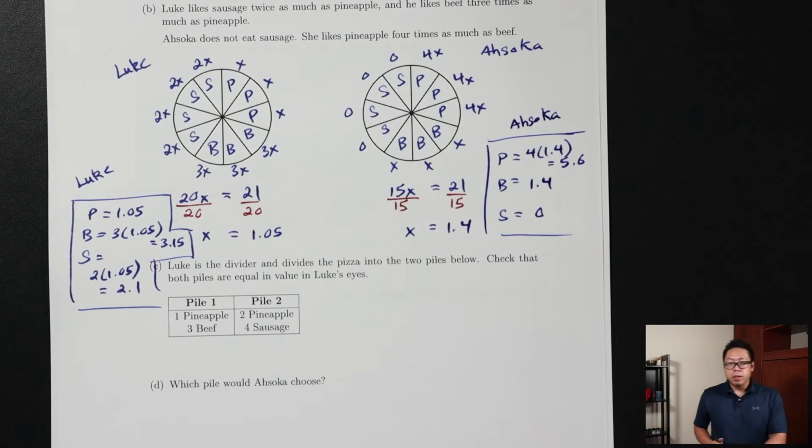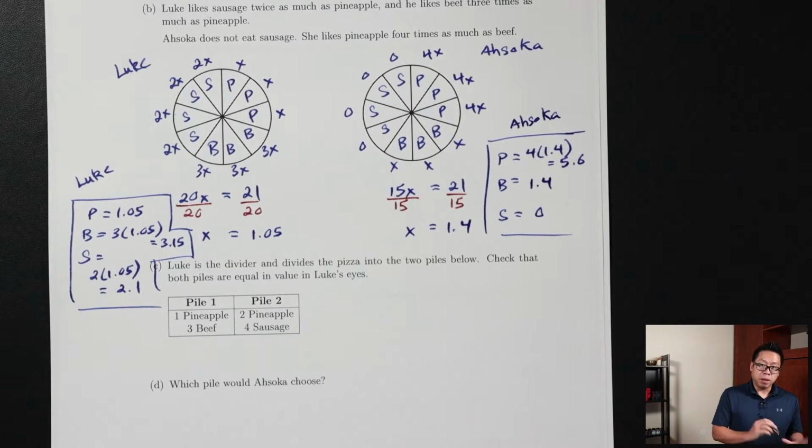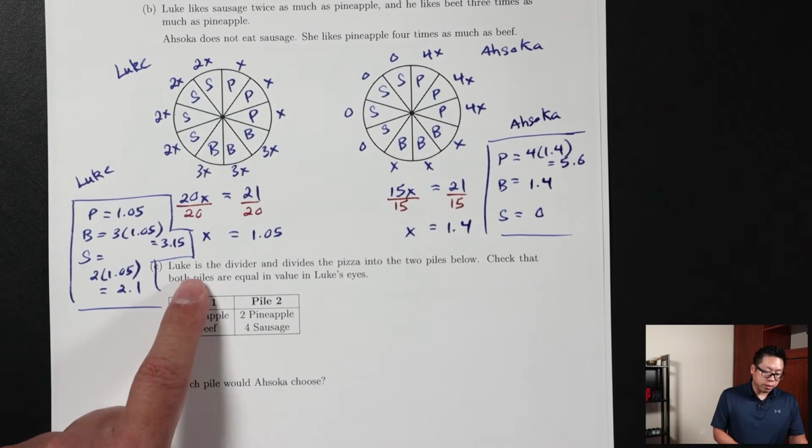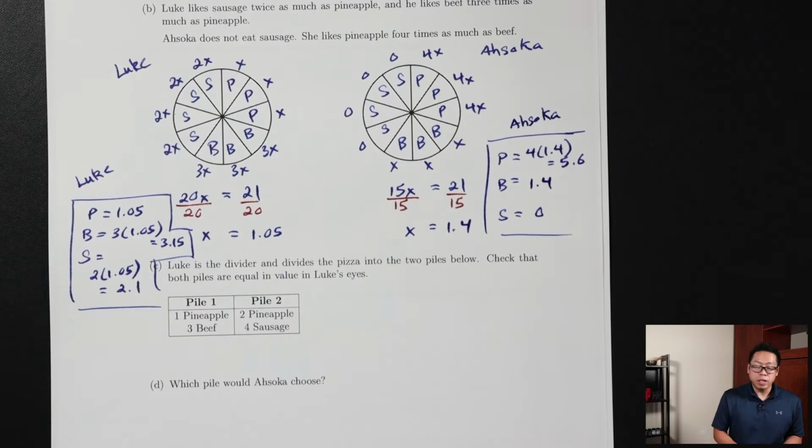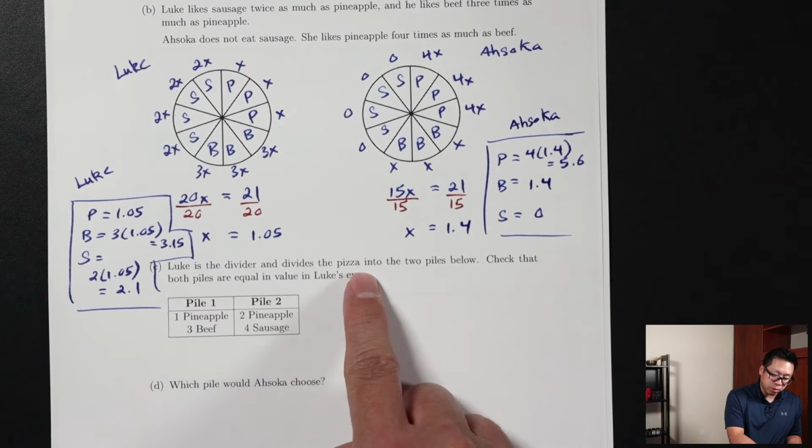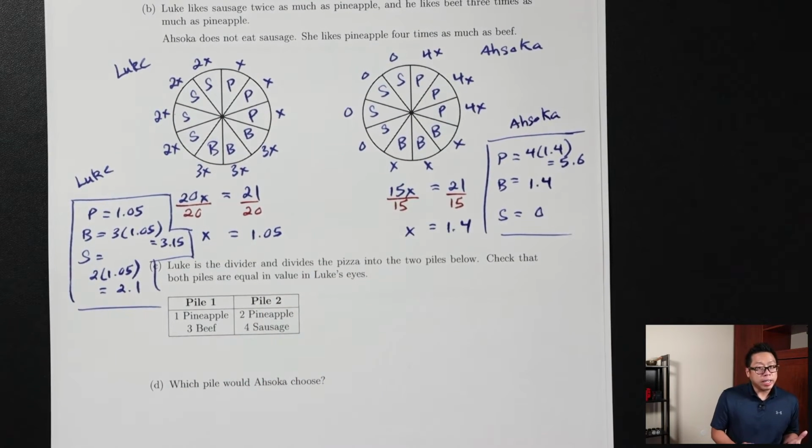Part C. So now we're going to do the divider-chooser method on this pizza. So Luke is the divider. As the divider, he should try to divide the pizza into 2 piles that he views as equal. Okay, so he does this. He divides the pizza into 2 piles below. We're going to check that he did it correctly. If he did it correctly, the value of each pile will be exactly the same.